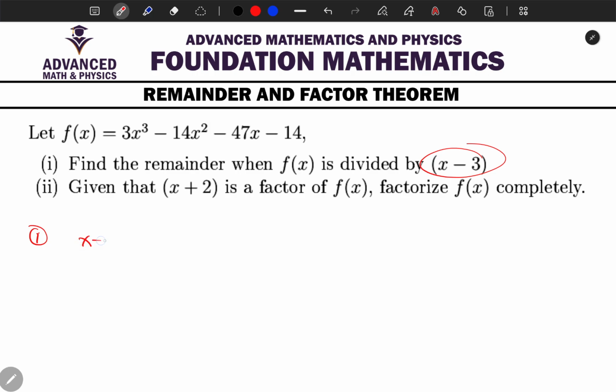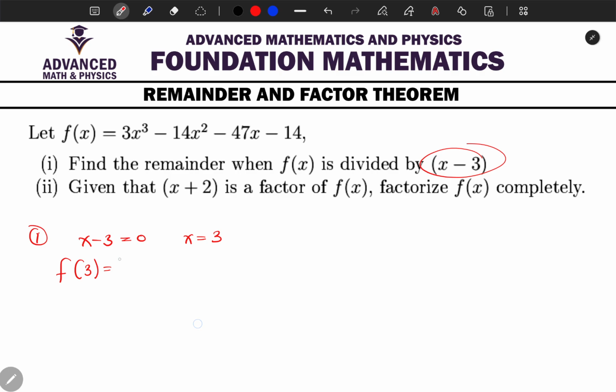So our factor is x minus 3. What you do is that you equate this to 0, and when you equate it to 0, find x. Our x is 3. So what we are going to find is f of 3. Once we put 3 into the function, whatever answer we get is actually the remainder.